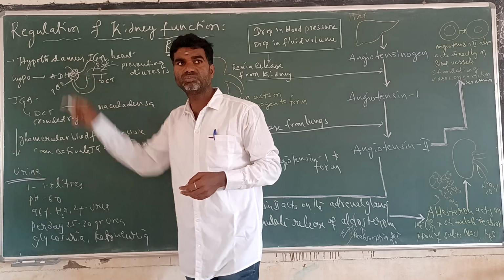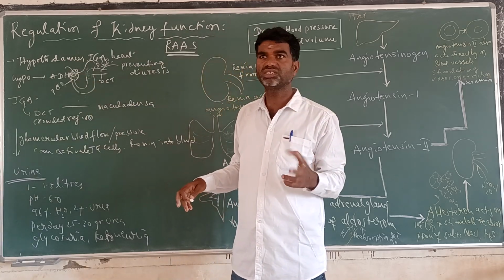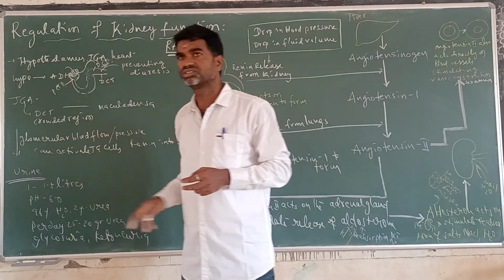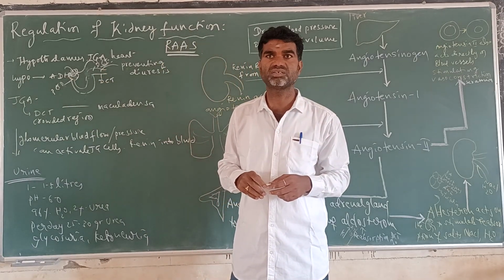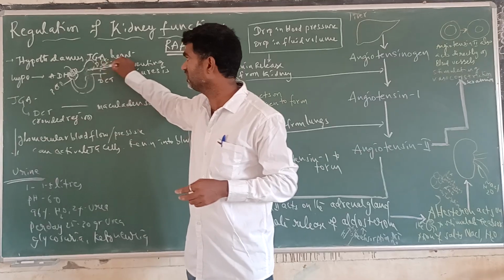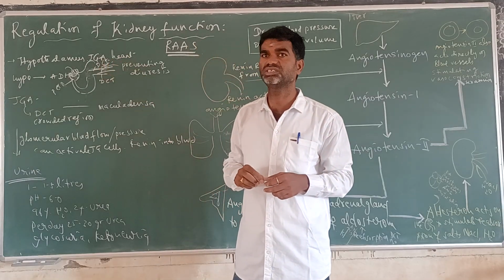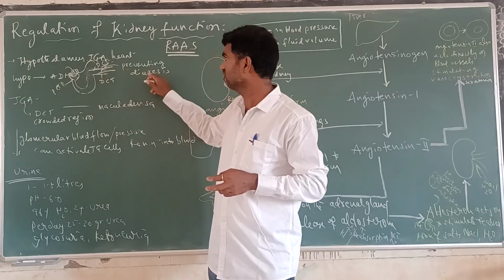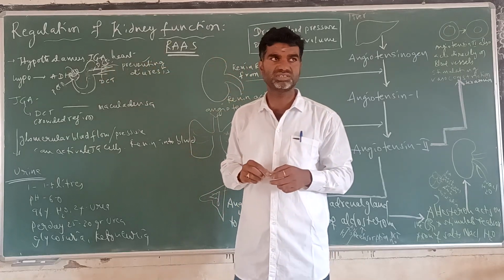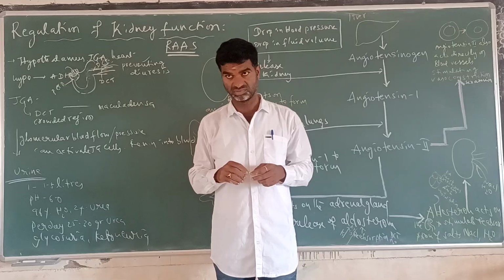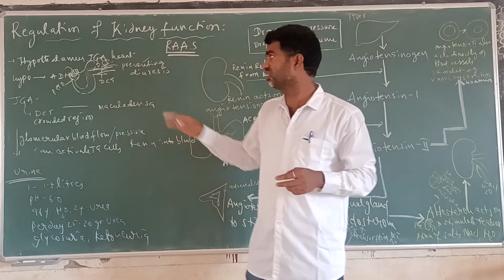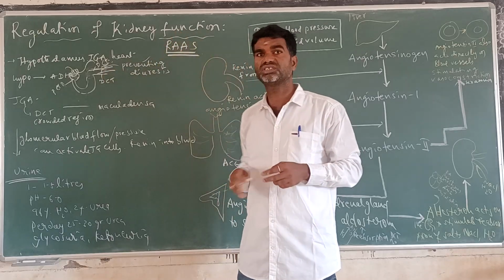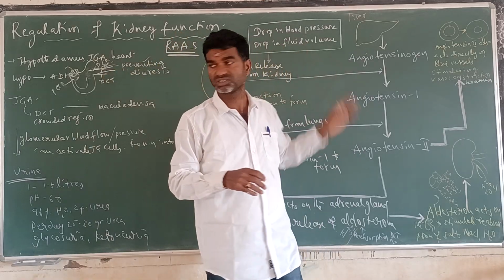Now, when the hypothalamus is activated, it releases what? ADH. ADH means antidiuretic hormone. Where is the ADH released? The ADH is released into the DCT, distal convoluted tubule. When it is released here, it prevents diuresis. Why? Diuresis depends upon the functions of the kidney. What is the function? Now we will discuss.